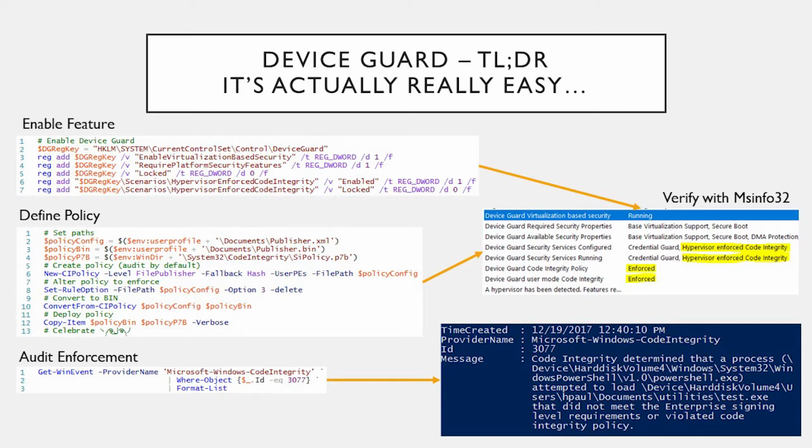And so that's basically what we have here. With a few commands, you can enable the feature, you can define a policy, and then you can verify it with standard OS utilities. And even auditing whether there are applications that are running outside of the policy, or attempting to run rather, is very simple. It's a one-liner in PowerShell.